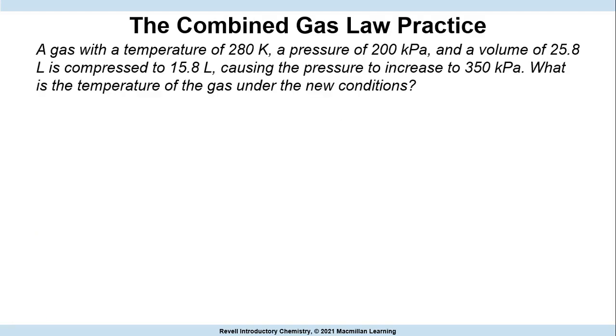We'll look at an example here. A gas with a temperature of 280 Kelvin, a pressure of 200 kilopascals, and a volume of 25.8 liters is compressed to 15.8 liters, causing the pressure to increase to 350 kilopascals. What is the temperature of the gas under the new conditions? So we are looking for T2.